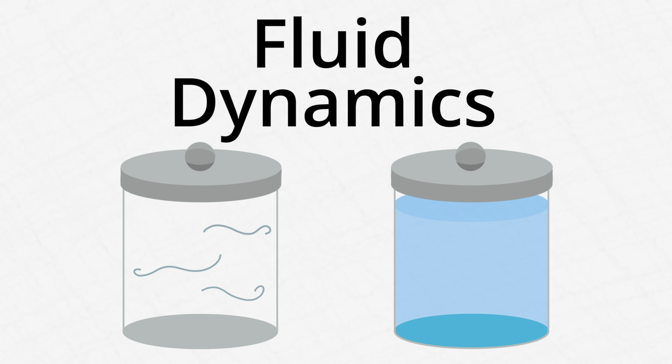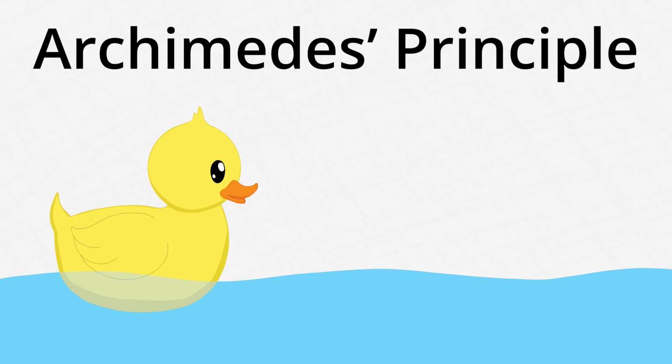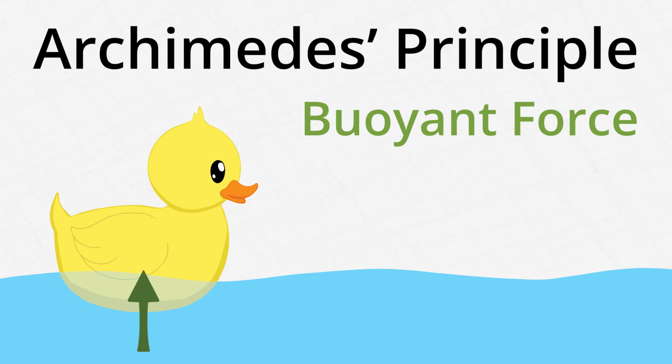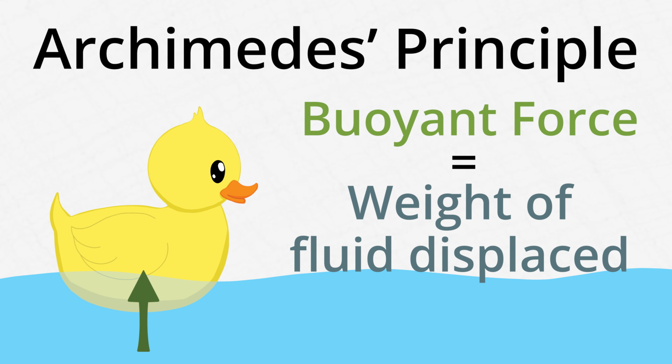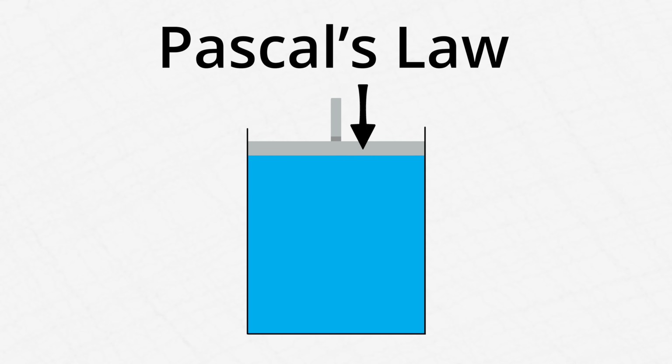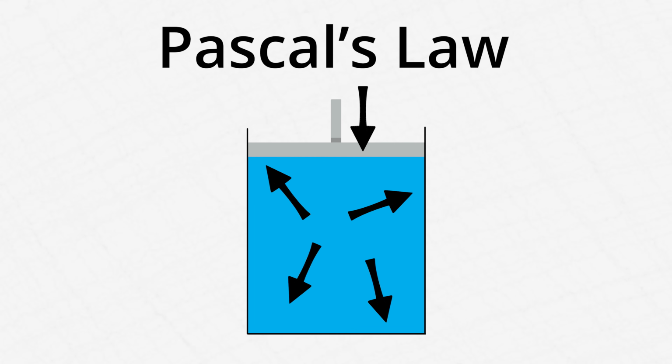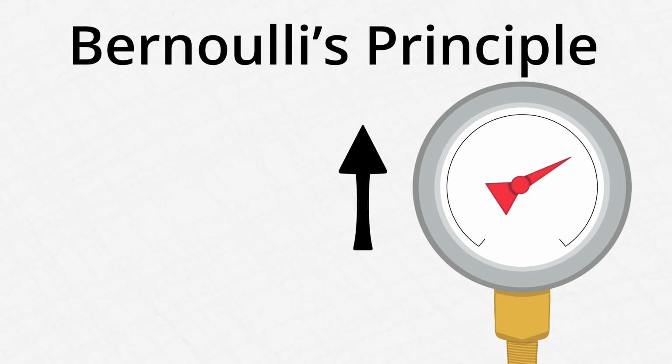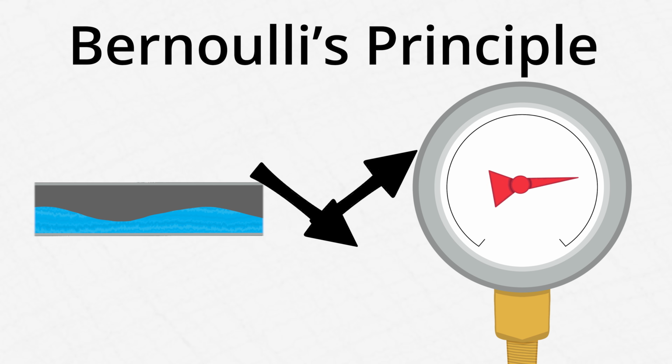Today, we looked into 3 key principles of fluid dynamics. Archimedes' principle, which states that an object submerged in a fluid experiences a buoyant force equal to the weight of the fluid it displaces. Pascal's law, which states that a pressure applied to a fluid in a closed container is transmitted equally to every point of the fluid and the walls of the container. And Bernoulli's principle, which states that as a fluid's velocity increases, pressure decreases, and vice versa.